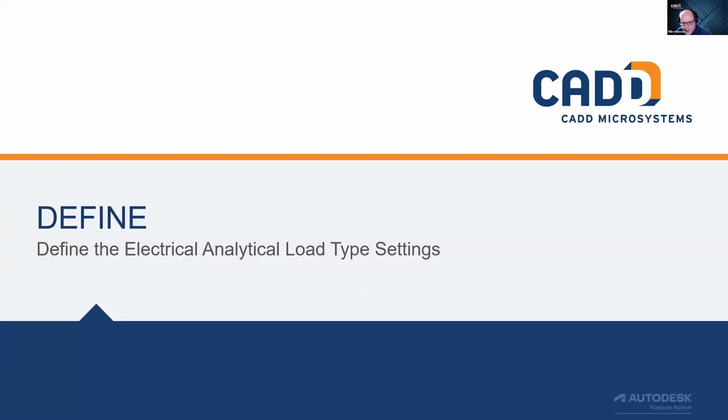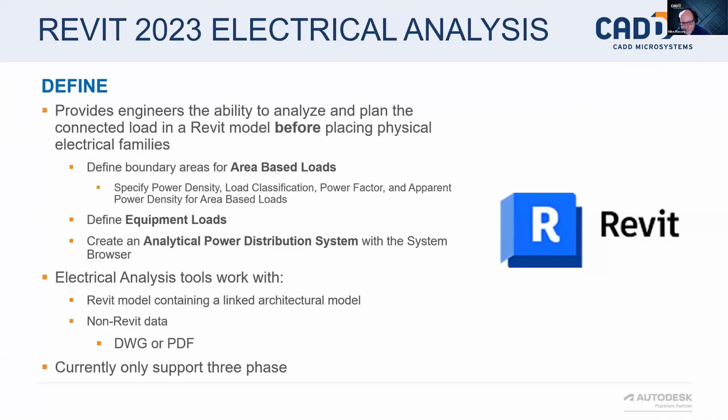these are going to be the electrical analytical load type settings. And so these are going to be used with those area-based settings. So when we start creating those area-based loads, it's going to use these settings to figure out the loads for it. But first of all, let me just kind of talk about what's new.